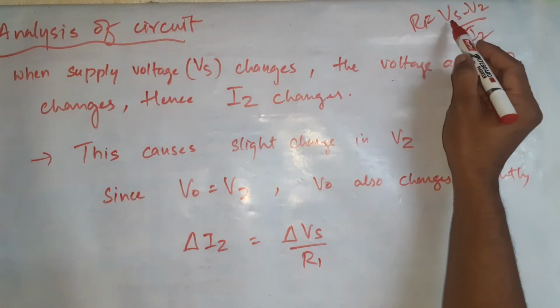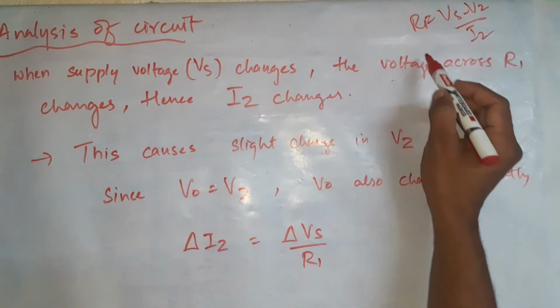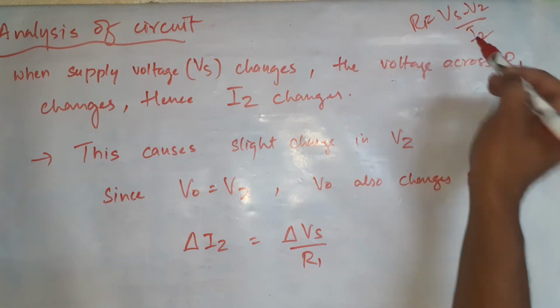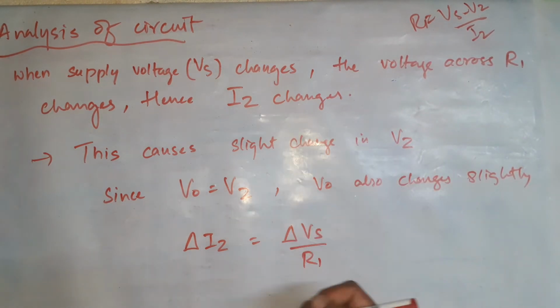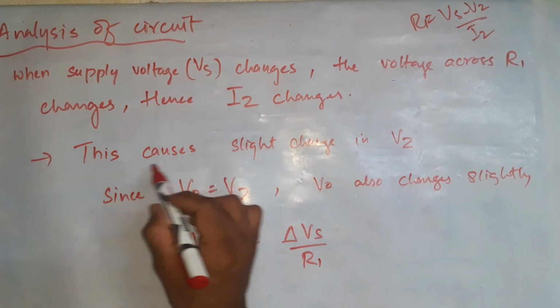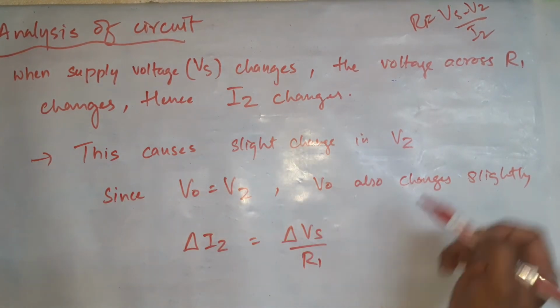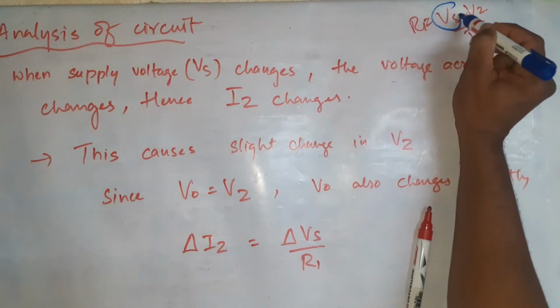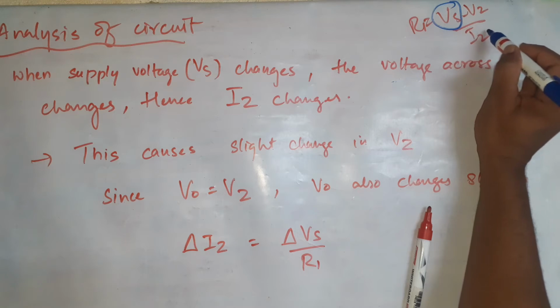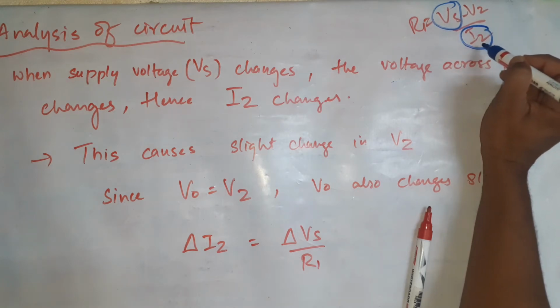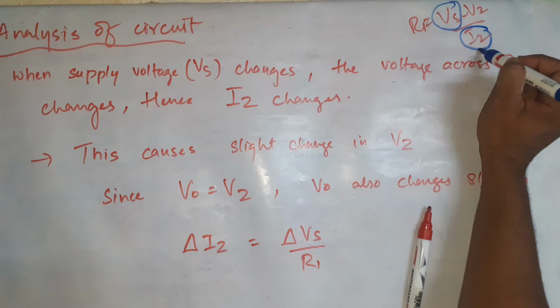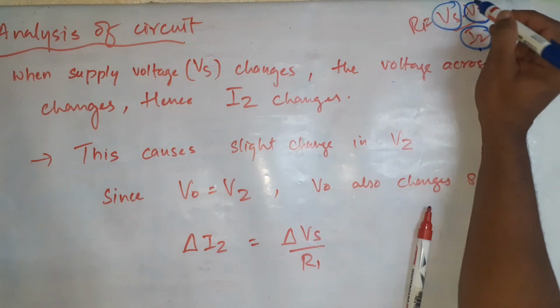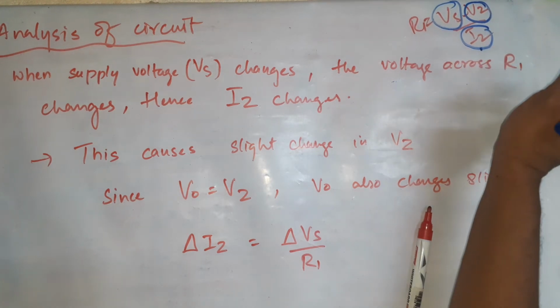So when Vs changes, the voltage across R1 changes, and the current Iz will also change, right? Now if Iz changes, this causes a slight change in Vz, right? Now see here, in this equation, if Vs varies, this will affect your Iz. What is Iz? The current flowing across the Zener diode. So if the current flowing through the Zener diode varies, then the voltage across it, Vz, also varies slightly.